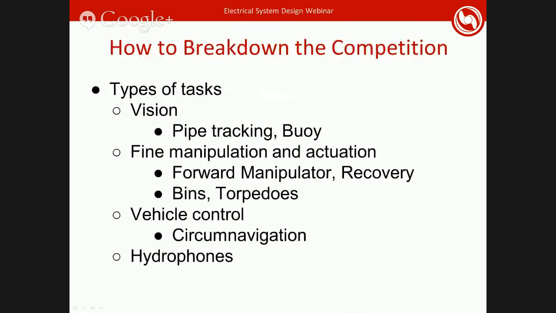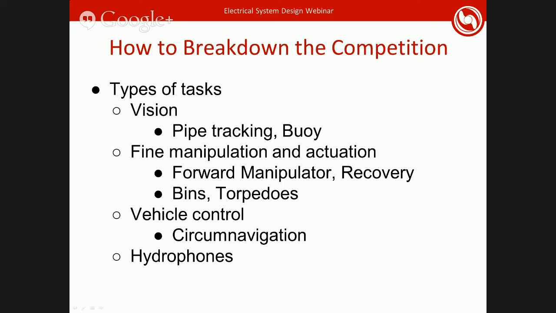Okay. So first is how to break down the competition. Dave always gives us lots of tasks to do, and at least for me, and feel free to have your own opinion, there are four main types of tasks. You have vision, such as the pipe tracking and buoy, which requires a lot of software and good cameras to detect the correct colors and correct shapes.